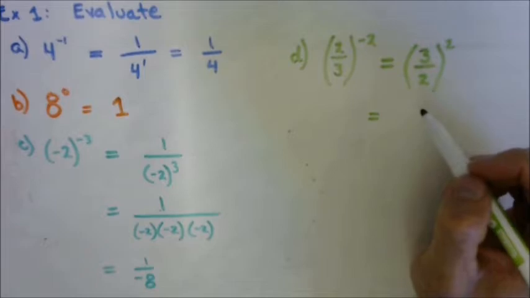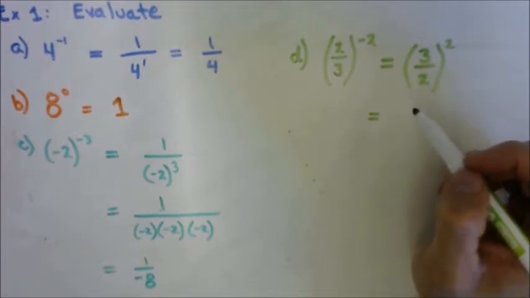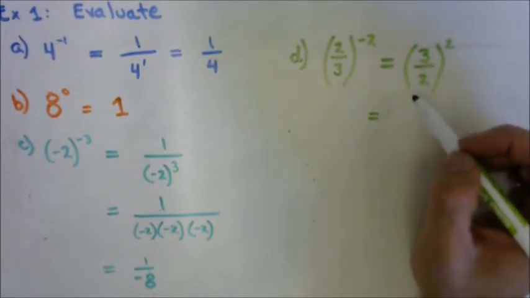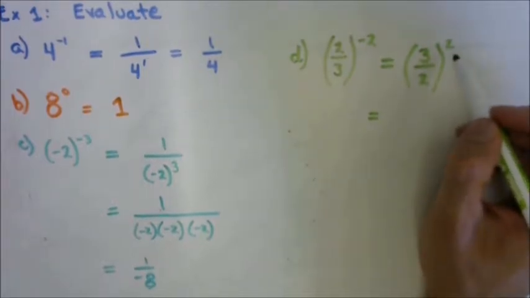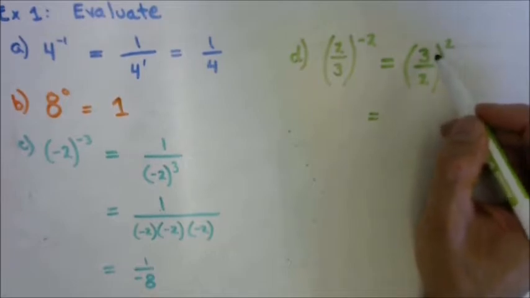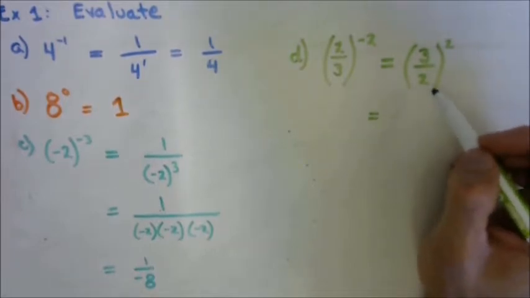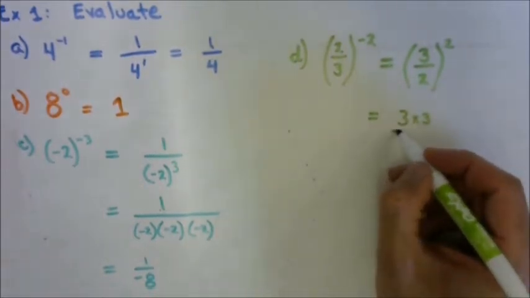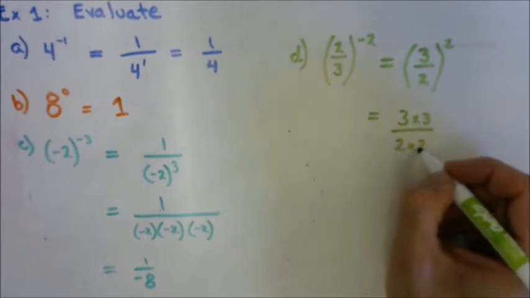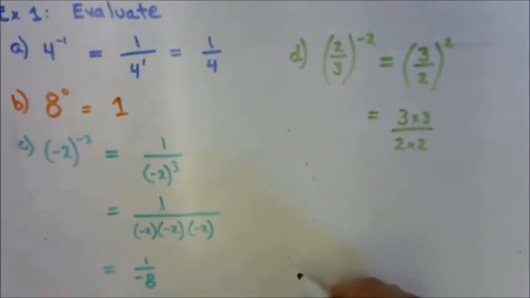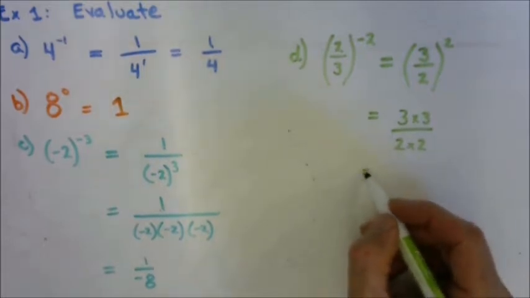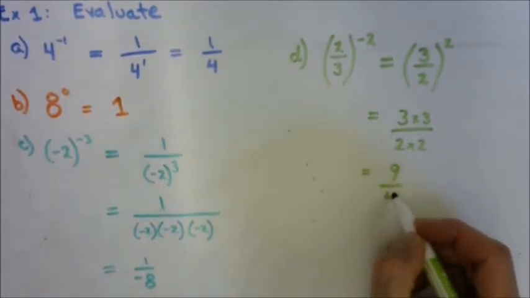Here's a very important rule for you to remember when you're dealing with exponents and fractions. 3 over 2 to the power of 2 means that the numerator and the denominator get squared. This exponent applies to the numerator and to the denominator. So this is, in the numerator, 3 times 3, and in the denominator, 2 times 2. Both of those values are getting squared. Okay? So here we're left with 9 over 4.